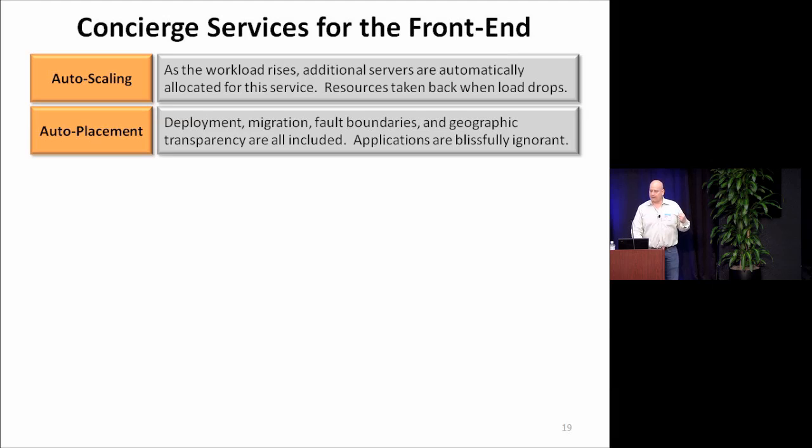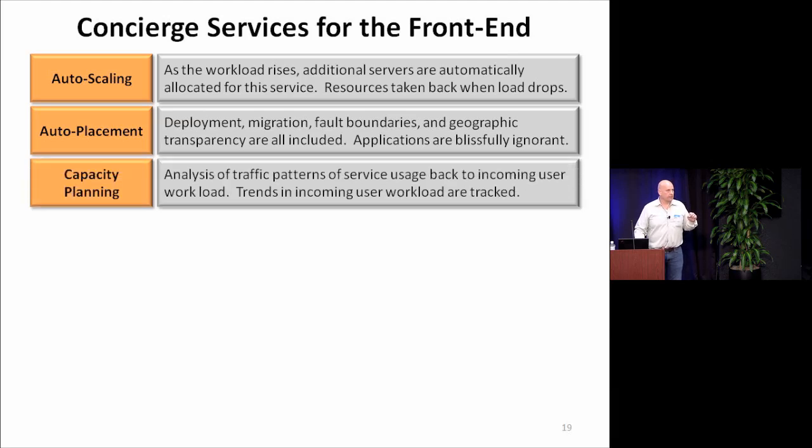We can do automatic placement by doing deployment migration, fault boundaries, geographic transparency. Oh my God, I got this traffic over in the eastern part of the United States. I better put some of this stuff over there to make sure that I'm managing it. And the application shouldn't care. Okay? Capacity planning. Whoa, look at this.